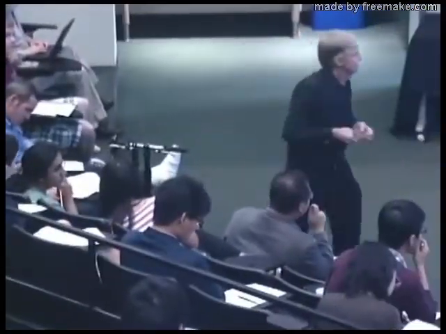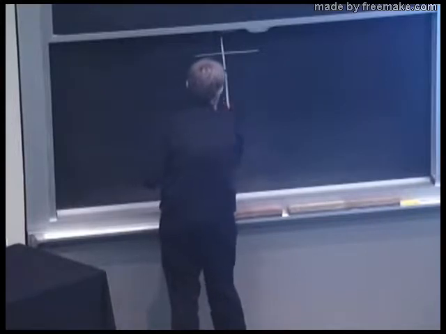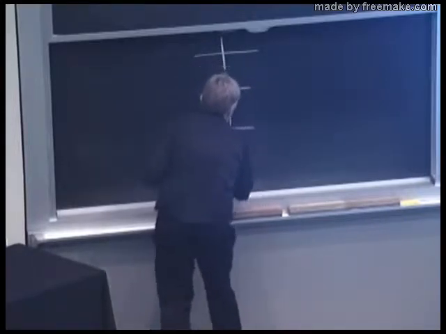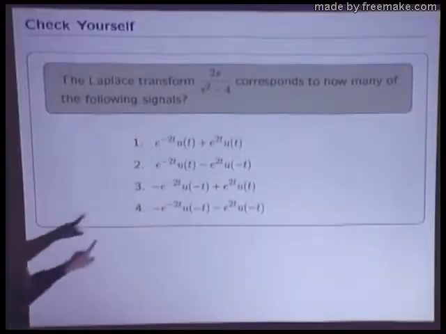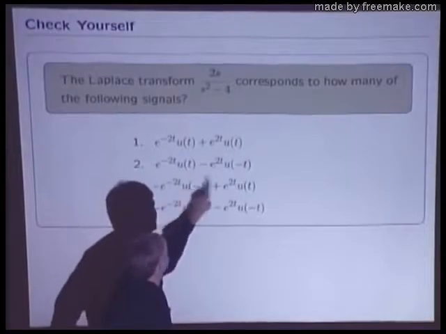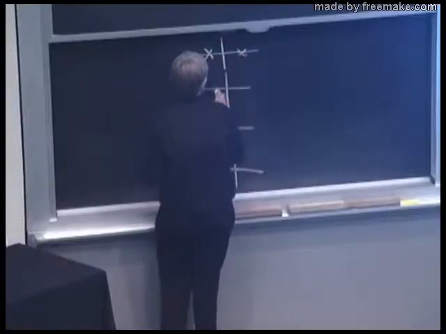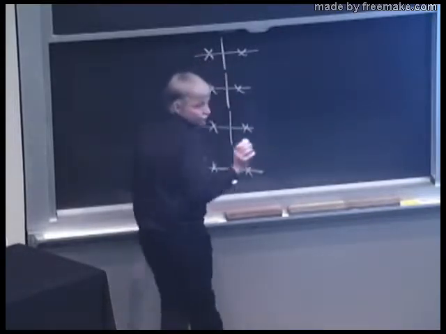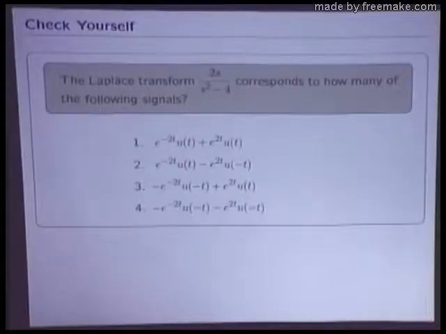poles. So let's think about, there's 4 functions here. Let's think about 4 S-planes. So each of these functions, here's a pole at -2, here's a pole at 2, -2, 2, -2, 2, -2, 2. They all have the same poles. Okay? Where's the region that corresponds to function 1?